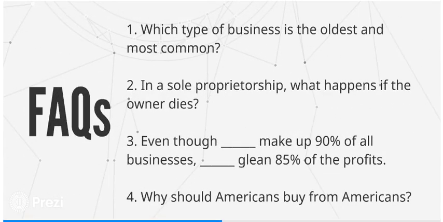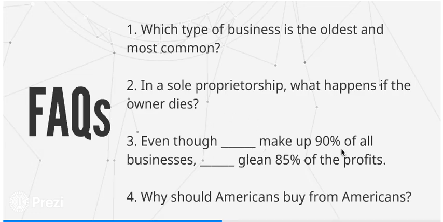So let's look at some frequently asked questions. Which type of business is the oldest and the most common? That would be a sole proprietorship, so just one owner. And in a sole proprietorship, what's going to happen if the owner dies? Well, it depends on if they had a will or not. If they do have a will, it goes to their kids or whoever they give it to. And if not, it goes to the bank.